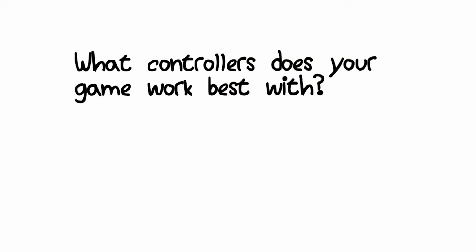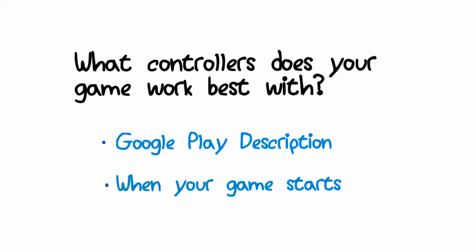Be explicit about what kinds of controllers your game works best with. Do this both in your Google Play description and when your game starts up. A good strategy is to detect at runtime what types of controllers are connected, and then prompt players if they're not an ideal type. This sets expectations properly and maximizes your chances of getting a good rating on Google Play.